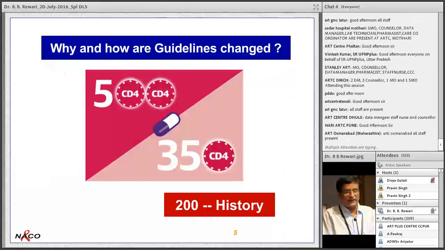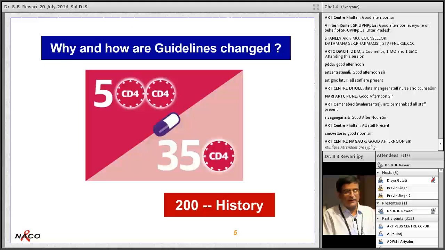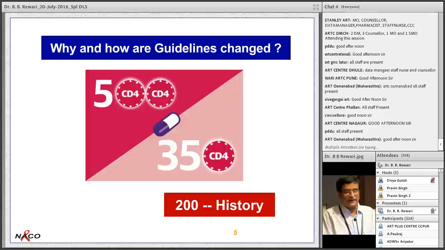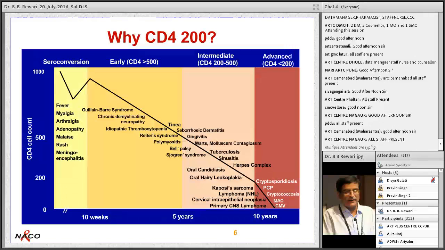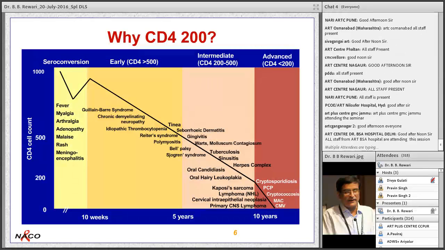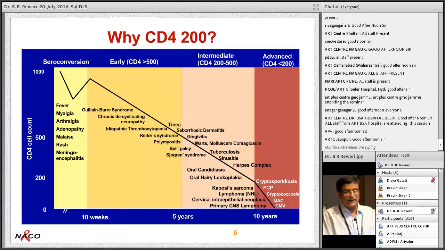I will quickly go through some of the slides which have already been disseminated through various forums. Why did we start ART at 200, 350, 500, why are we changing the guidelines over the years, are these evidence based, and what is the evidence behind this? If you see the slide which you might have seen many times, as the immune suppression goes down, the CD4 count falls, and different opportunistic infections start coming in.